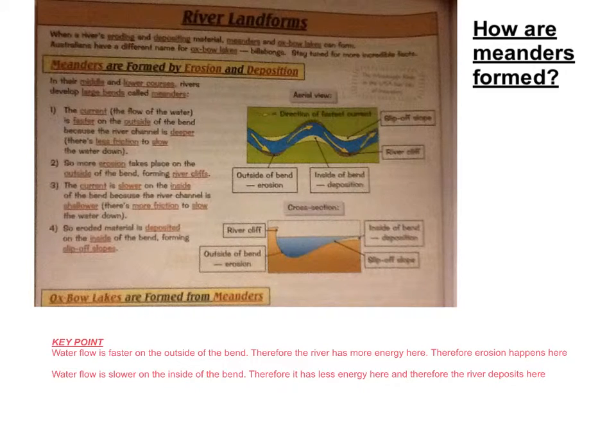So, faster water flow on the outside of the bend, more energy on the outside of the bend, more erosion on the outside of the bend. And it's just the opposite for the inside of the bend, where the water flow is slower, it has less energy, it can't erode, it can't really transport, so it deposits material.